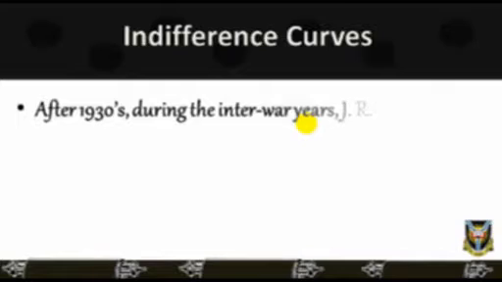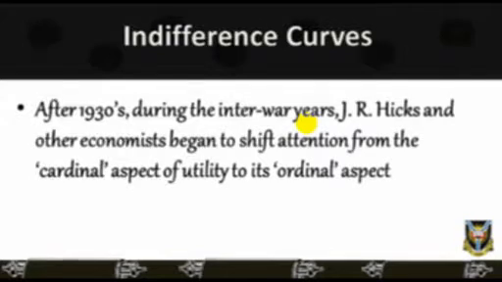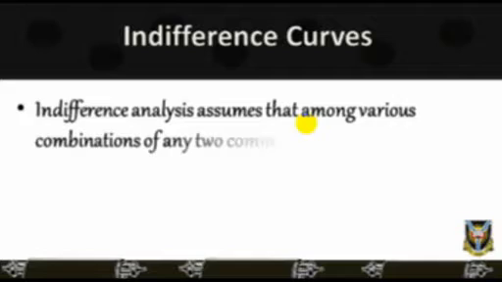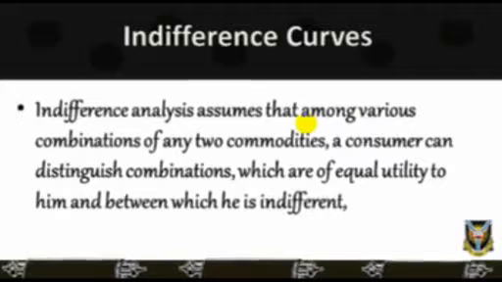After the 1930s, during the interwar years, J.R. Hicks and other economists began to shift attention from the cardinal aspect of utility to its ordinal aspect, that is, the utility from different combinations of commodities could be ranked in order of preference by consumers. Indifference analysis assumes that among various combinations of any two commodities, a consumer can distinguish combinations which are of equal utility to him and between which he is indifferent, so that he can rank different combinations in order of preference.